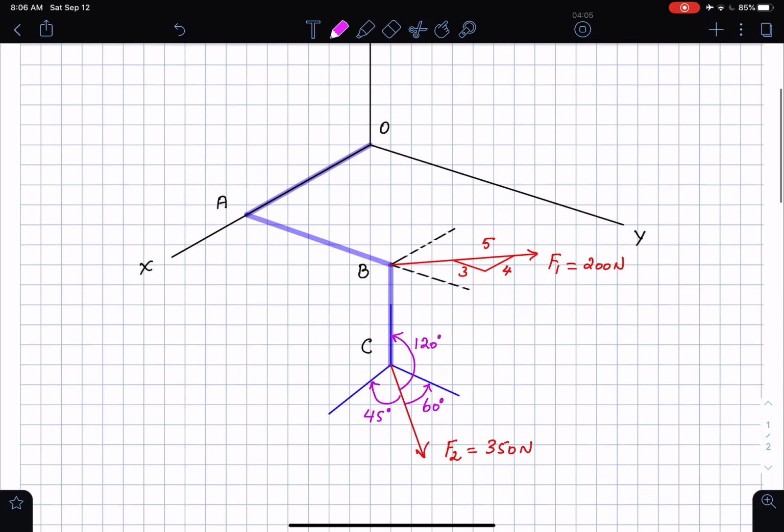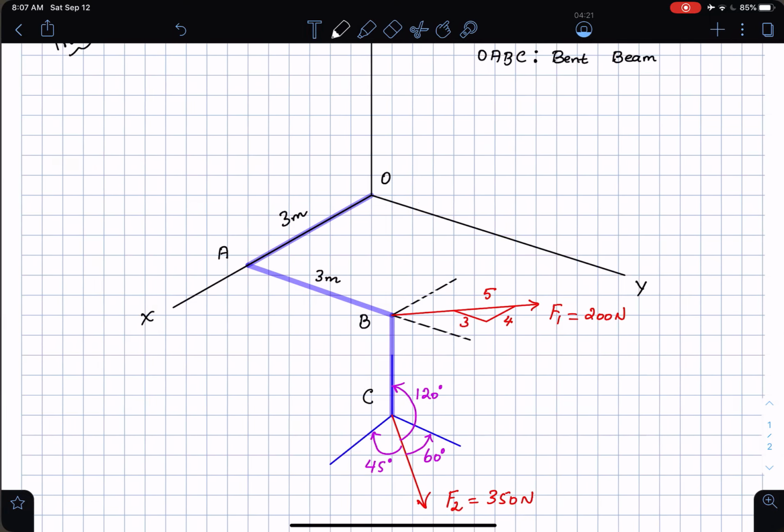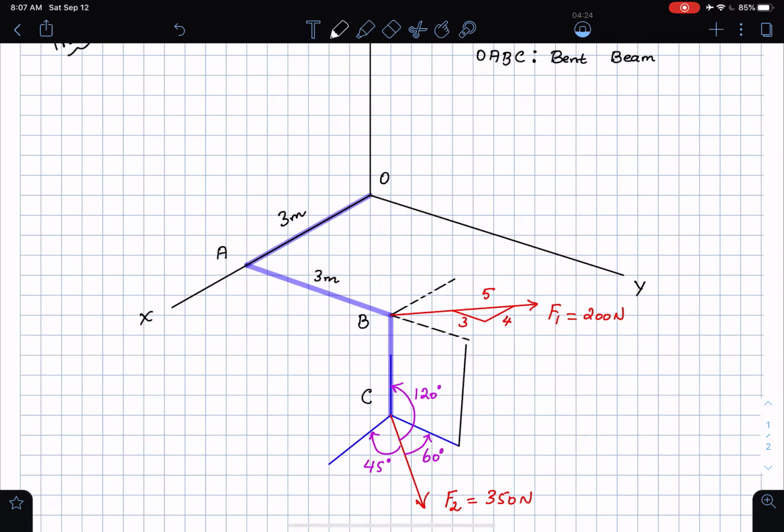And distances are also given. From O to A, the distance is 3 meters. From A to B, the distance is 3 meters as well. And from B to C, the height is given to me as 2 meters. Let me draw the height here. So these are parallel lines, and let me draw that as a vertical line. This distance here is given to me as 2 meters.